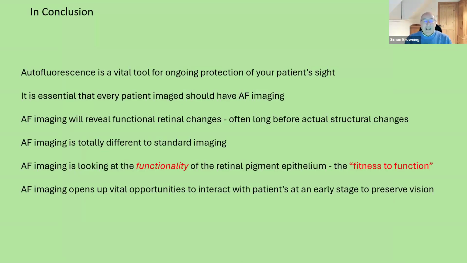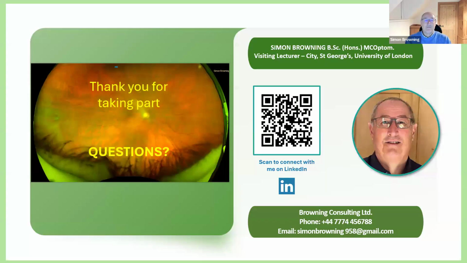So that's kind of it for tonight. I could go on for another 2 hours, but in conclusion, autofluorescence is a vital tool for ongoing protection of your patient's sight. It's essential that every patient image should have autofluorescent imaging because of what it's showing you. It'll reveal functional retinal changes, often long before actual structural change. And autofluorescent imaging is totally different to standard imaging. You're looking at the functionality, the fitness to function, as I call it. And it opens up vital opportunities to interact with patients at an early stage to preserve their vision.